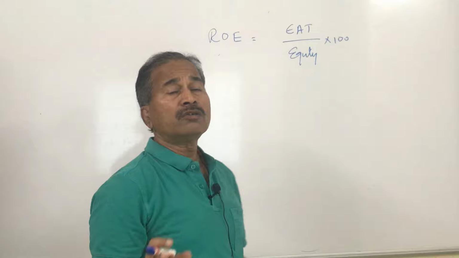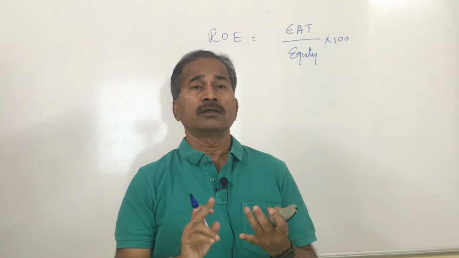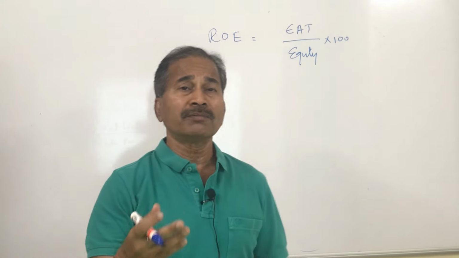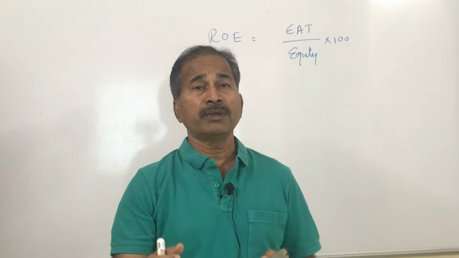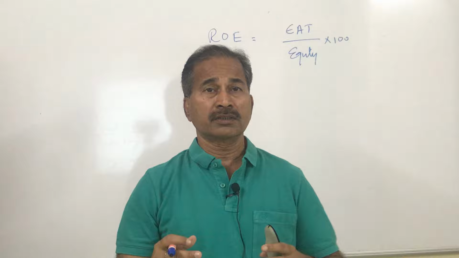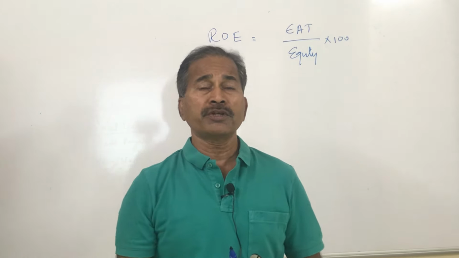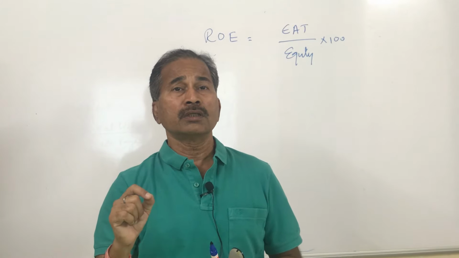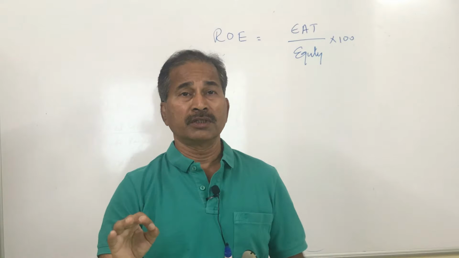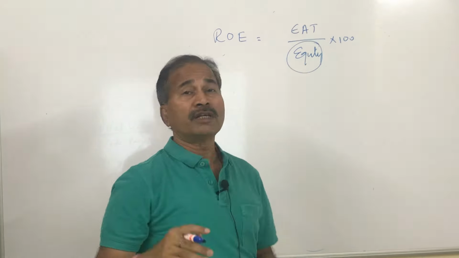Now, what is the meaning of equity here? Meaning of equity here is the total of equity share capital, the total of share premium in case the company has issued shares in the past at a premium, and number three, the total of all the reserves and surpluses. So the total of these three components: number one, the paid up equity share capital; number two, the share premium; and number three, the reserves and surplus combined together is referred to as equity, and it is also referred to as net worth.